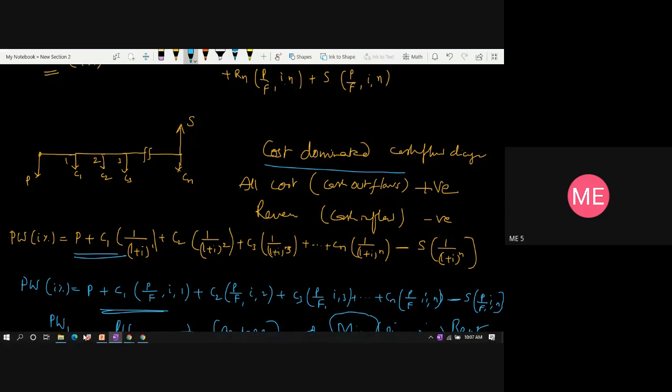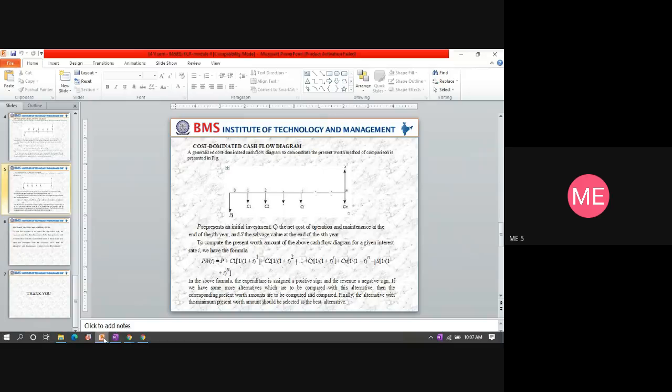So in the case of a cost dominated cash flow diagram, P represents the initial investment, which we discussed, and the formula also we have discussed: C1 into 1 by (1 plus i) whole to the power of 1, C2 into 1 by (1 plus i) whole squared, and plus Cj and so on. Here the negative term is minus S into 1 by (1 plus i) whole to the power of n. In this formula, expenditures are assigned the positive sign as we discussed, and revenues are taken with the negative sign. The salvage value is a revenue, so while calculating its present worth, we have taken the negative sign.